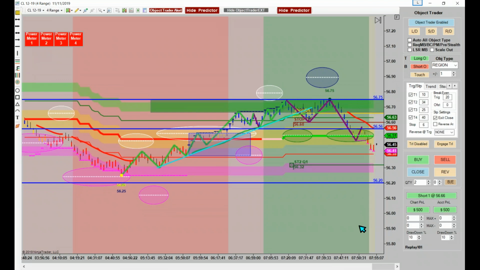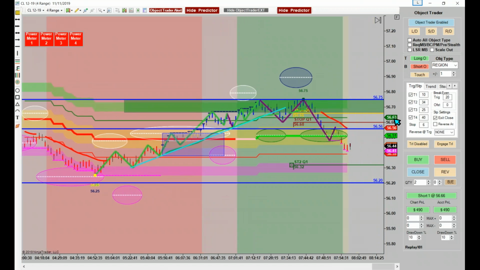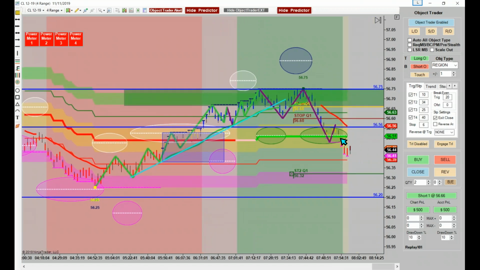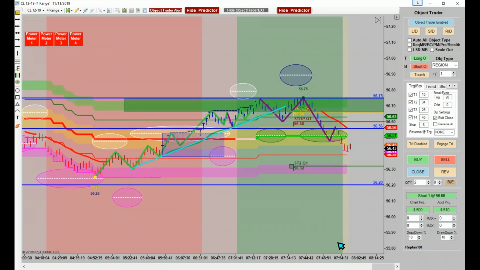Now, do you remember this trade this morning? We actually called this trade this morning when it broke the midband. Does anybody remember it? Had a little box drawn on it. Are the power meters working while in replay? Yes, they should work in replay.